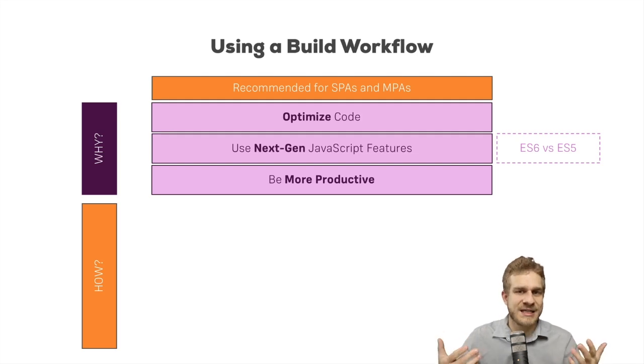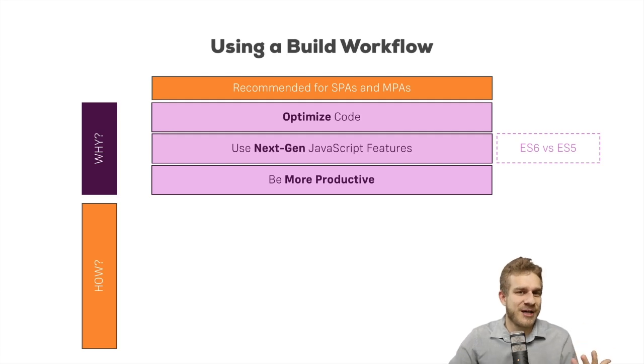Or consider linting, so a tool which actually warns you if you are writing suboptimal code. That would be nice to have too. Not strictly required, but a nice feature. And all these things should be part of a build workflow.